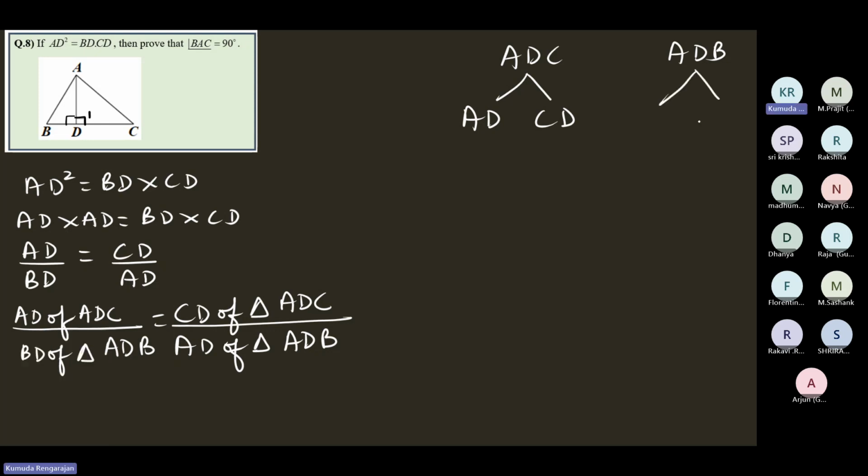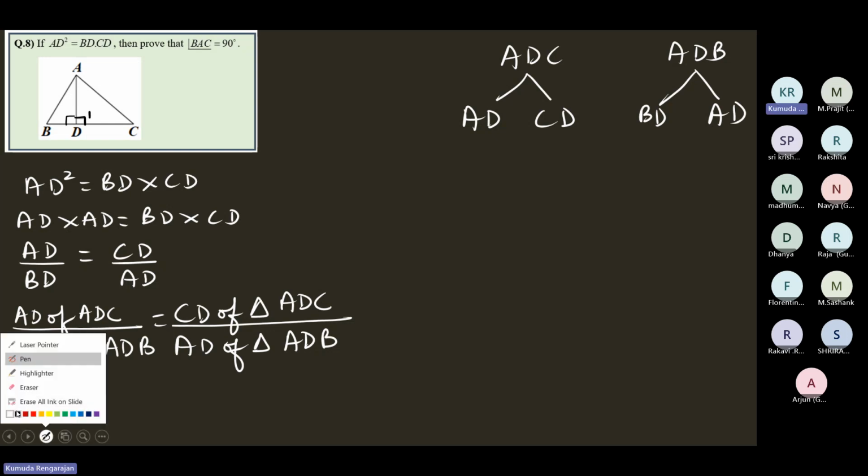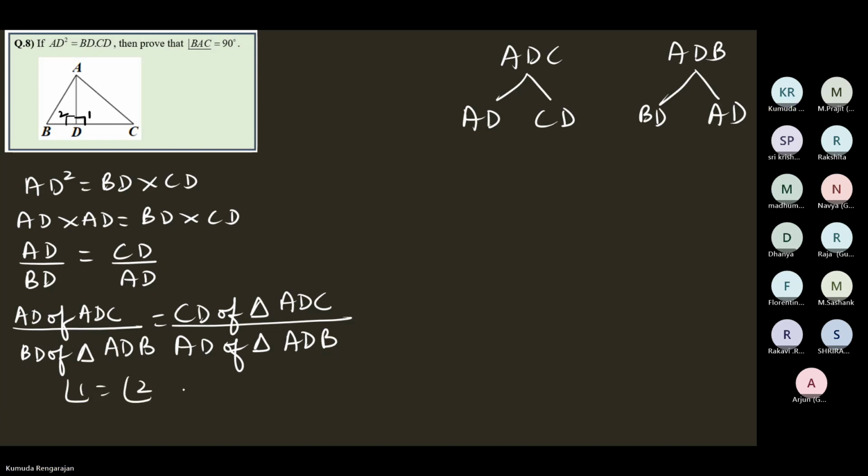And here, not these two sides, sorry. In this triangle, the two sides are BD and AD. BD and AD contain this angle, which we will mark as 2. And clearly, angle 1 is equal to angle 2, which is equal to 90 degrees. So you can call this result 1, this result 2.